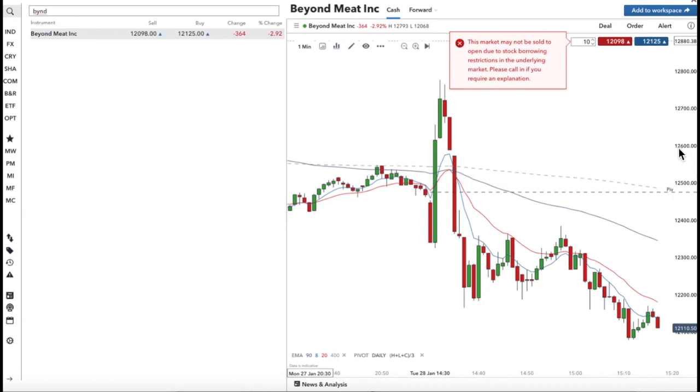Look at these points. This is 12,500, 12,600, 12,700. So there are 100 points or $1 between each of these prices here. 100 points. So at £10 a point, that's £1,000 in there. And so these are highly volatile stocks. The average true range is high on these stocks.